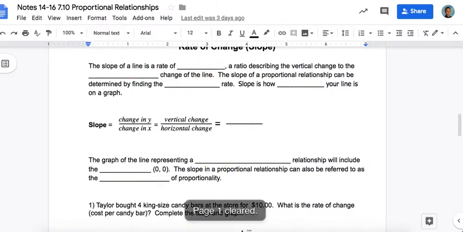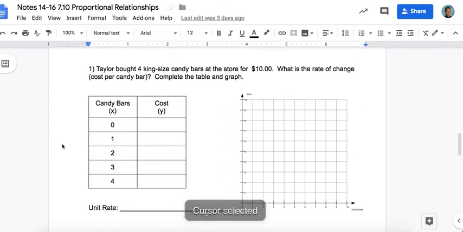Okay, let's look at a real world example. It says Taylor bought 4 king size candy bars at the store for $10. What is the rate of change? In other words, what is the cost per candy bar? Complete the table and graph. So what we can do here is we only have one piece of information. We know that Taylor bought 4 king size candy bars for $10. So we can actually find the unit rate. Because remember, the unit rate is how much for one.